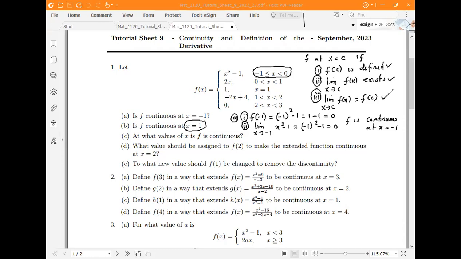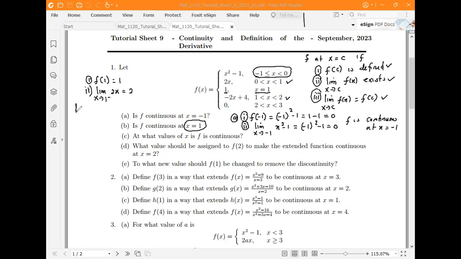So now let's go to part 2, at x equal to 1. So first thing, what is f of 1? Now, when x is 1, the function is given as 1. So f of 1 is 1. Two, the limit as x approaches 1. Now, there are two directions here. You can approach 1 from the left or 1 from the right. So we check from the left first. From the left, remember we said from the left you use less. So we pick x less than 1. So that would be 2x, giving us 2.